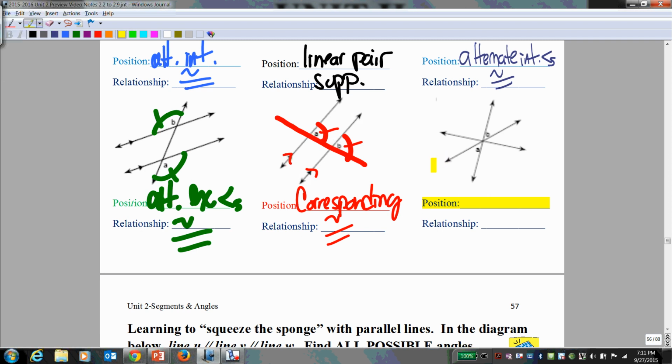Last one, hopefully you caught it, that you have two straight lines and you have bow tie angles. Bow tie angles, which means those are vertical and therefore they are congruent.